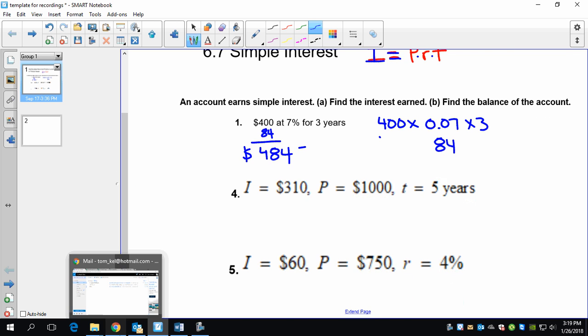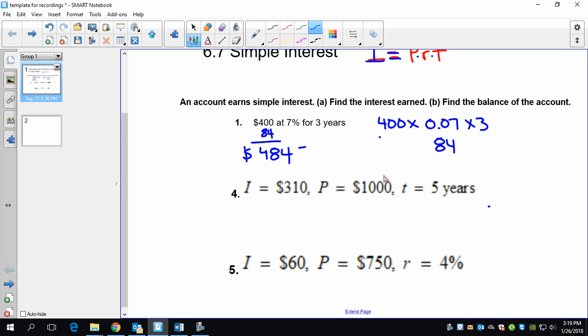For number 4, it's a little more challenging. We're going to use that same formula, interest equals principal times rate times time. We're given our principal, we're given our time, but we're not given our rate. So we're having a missing R there. So we're going to do 1,000 times 5, so we're going to get 5,000, and then we're going to have R because we still don't know the R, and we have 310 over here.